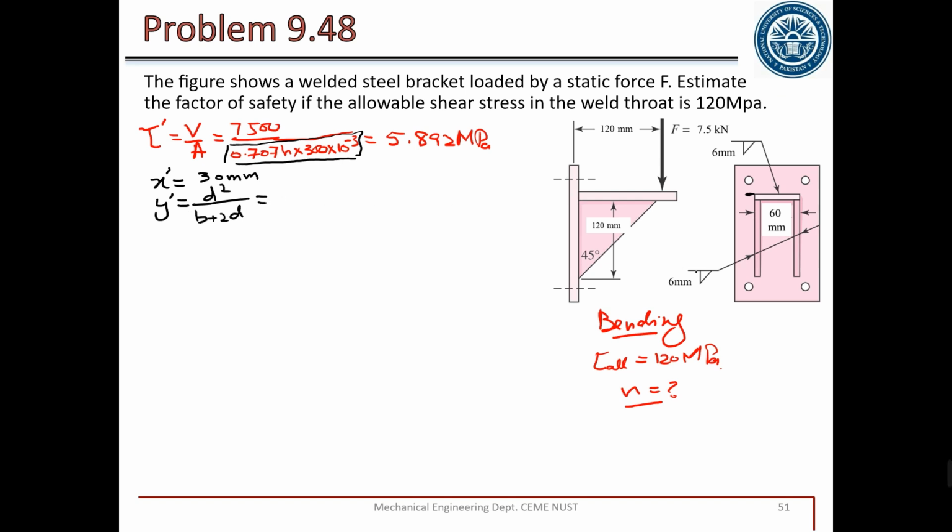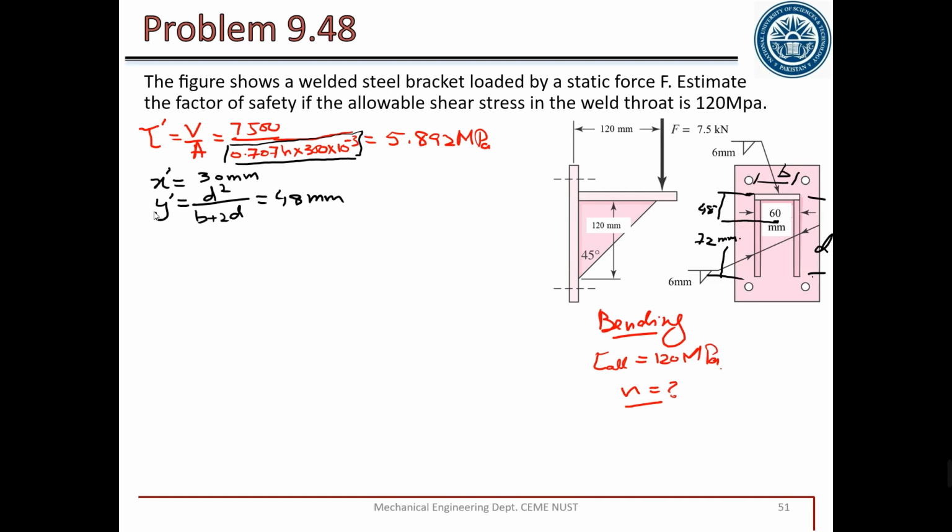We have the value, substitute value there. This is D, this is D, and this value is B. Substituting the values, we get Y bar equal to 48 mm. So the centroid of this plane lies at 48 mm from the top. And how much is this distance? 120 minus 48 gives us this distance, which is equal to 72 mm.